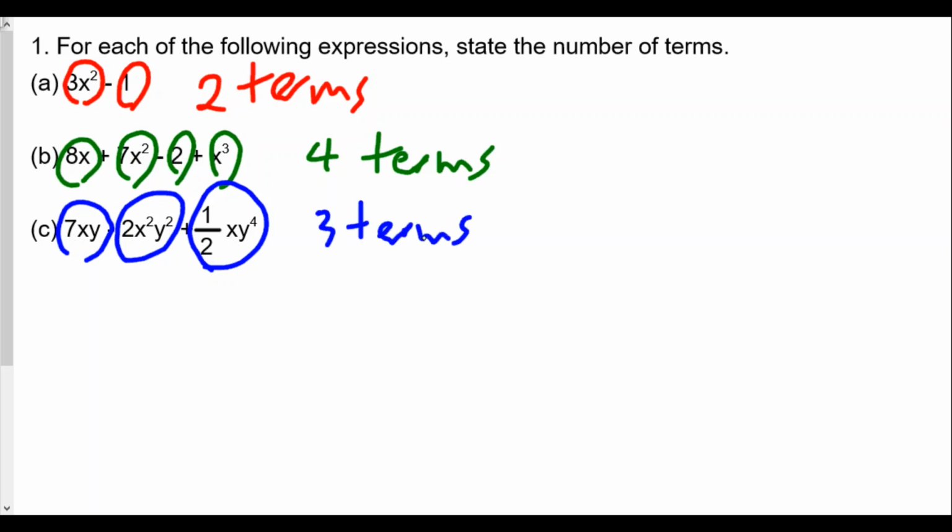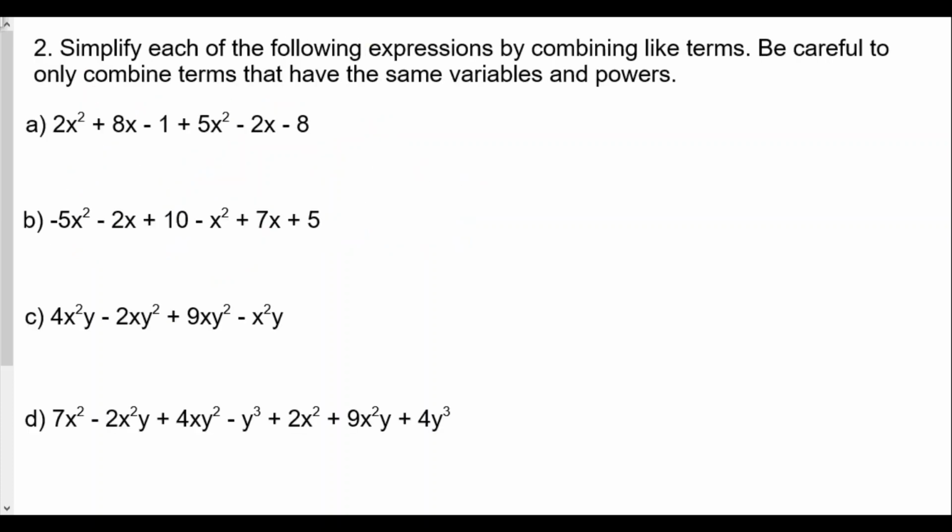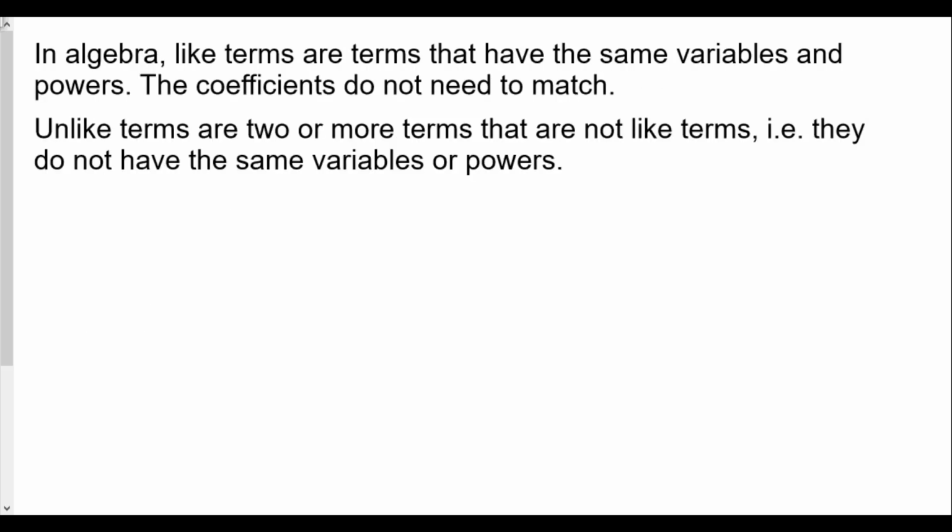Here we go. Simplify each of the following expressions by combining like terms. Be careful to only combine terms that have the same variable and powers. Now, let's go over a definition here. In algebra, like terms are terms that have the same variables and powers. So they're not only the same exact letters, they have the same exact matching exponents. The coefficients do not need to match. Unlike terms are 2 or more terms that are not like, meaning they don't have the same variable or powers.